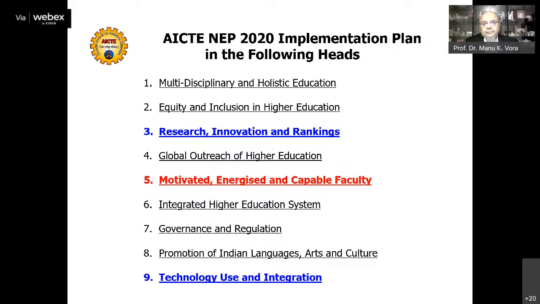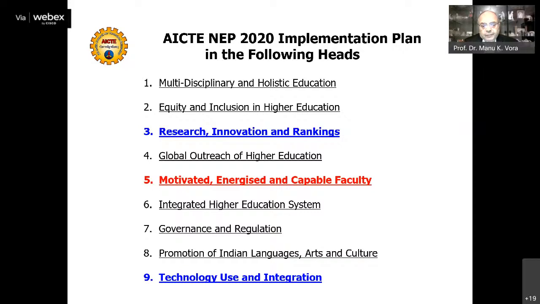So the committee focused on the 9 major heads. First one was multidisciplinary and holistic education. Second one was equity and inclusion in higher education. I bolded certain items for which we have on the ground hands-on experience working with faculties from various institutes in India, more like a pilot: research, innovation, and rankings.